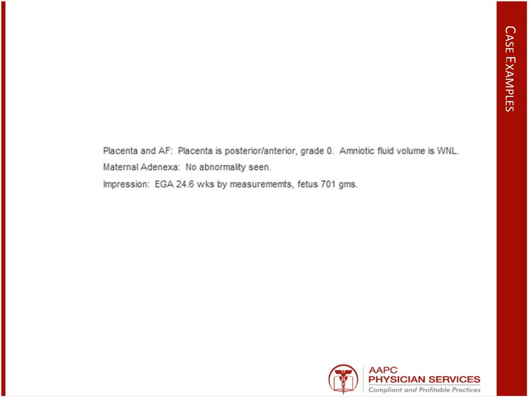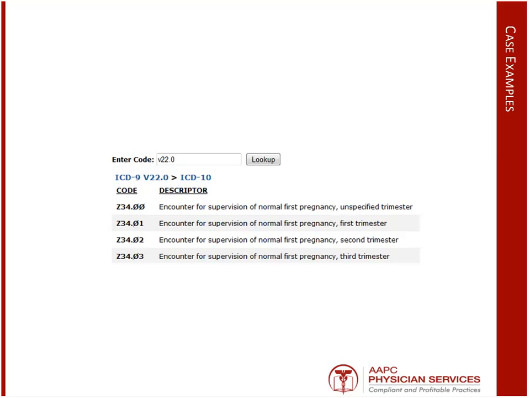Another case example here, placenta and AF. Placenta is posterior, anterior, grade 0, amniotic fluid is within normal limits, no abnormality seen. The impression is 24.6 weeks by measurement. Fetus is 701 grams. But it is not listed, and looking at the code set, we need to know the trimester they're being seen in. The Z34.00, we have those supervision codes in ICD-10, like we have the V22 code in ICD-9.